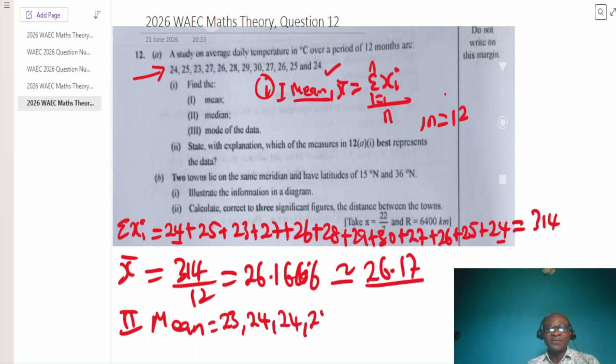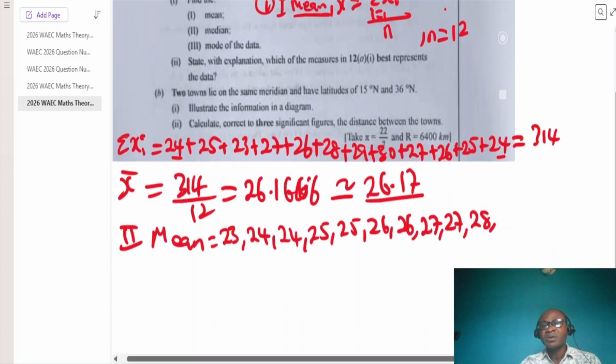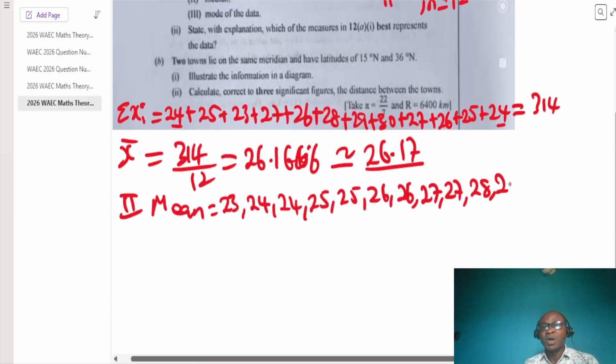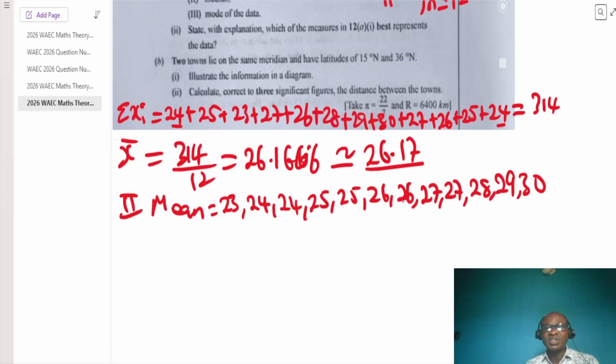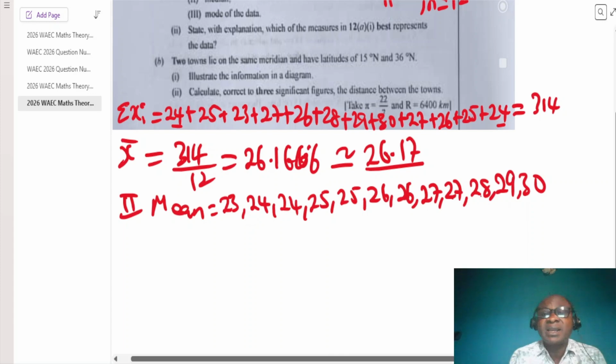Then we have 25, and 25 appeared 2 times. We also have 26, and 26 appeared 2 times. We also have 27, and 27 appeared 2 times. We also have 28, which appeared once. 29 appeared once, and 30 appeared once. Let's count them: 1, 2, 3, 4, 5, 6, 7, 8, 9, 10, 11, 12. So they are complete. Now, to find the median, median simply means the number that is at the middle of the data.